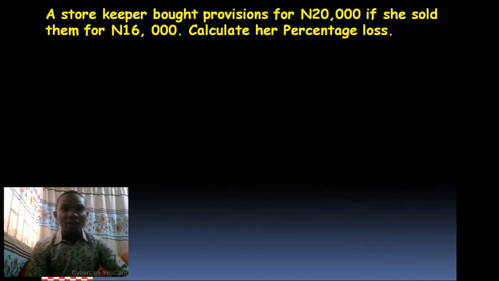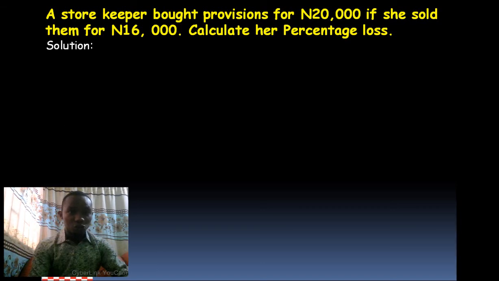A storekeeper bought provisions for 20,000 naira. If she sold them for 16,000 naira, calculate the percentage loss. I repeat, the storekeeper bought provisions for 20,000 naira and she sold them for 16,000 naira. Calculate the percentage loss. Now, you know what to do, right?